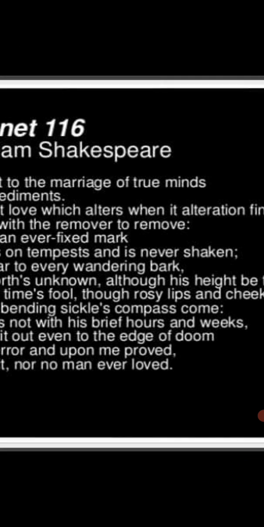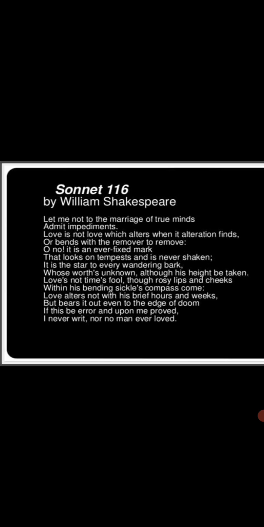So the worth of that polar star is unknown, in the same manner the worth of love is also unknown. The love is considered here as the guiding light which gives direction, positive direction. So although the height of that star can be measured, the worth of that star cannot be known. So love is not time's fool, though rosy lips and cheeks within his bending sickle's compass come.